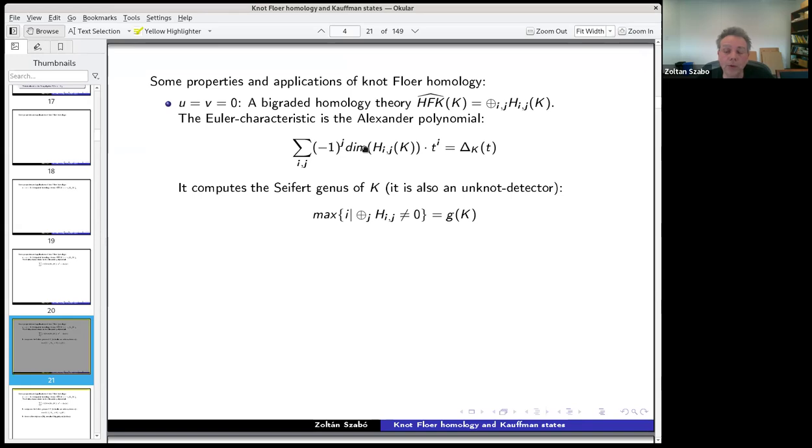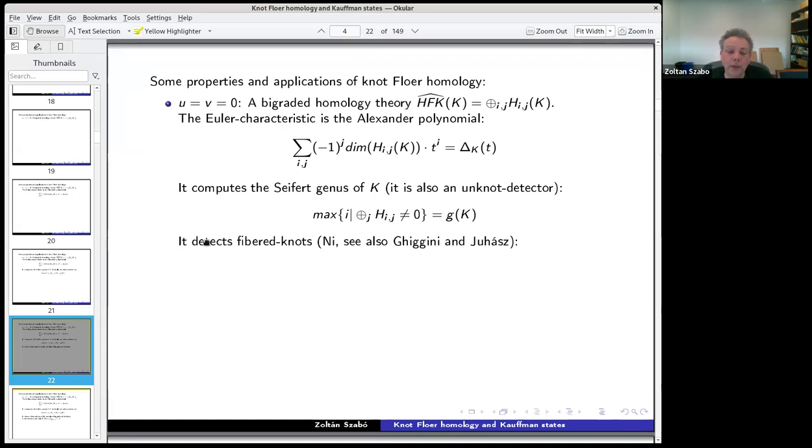So as it turns out, it does contain more information. For example, you can use these invariants to compute the genus of the knot. This is by looking at this. So this is actually a theorem that when you take the maximal i for which at least one of these homology groups is not 0, then this is the same as the genus of the knot. So that also means that if a knot is non-trivial, then its knot Floer homology group will also be different from the knot Floer homology group of the unknot.